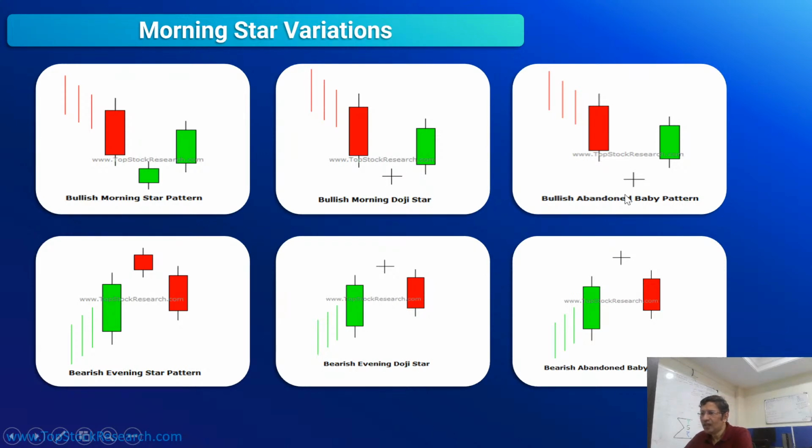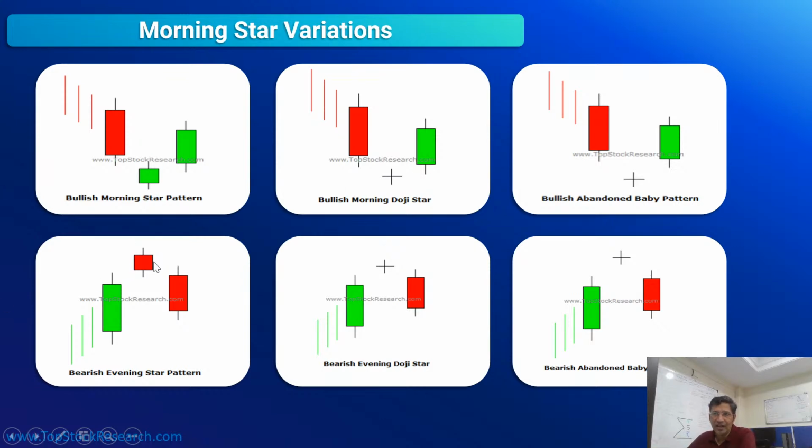Then a variation of this is the abandoned baby pattern, and just opposite of that is bearish and bullish, right? So these are combinations of 3 patterns. If you understand the individual patterns, the trend and the other things, this will become much easier to understand.